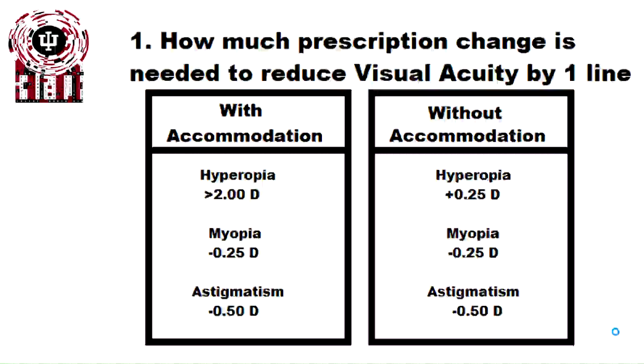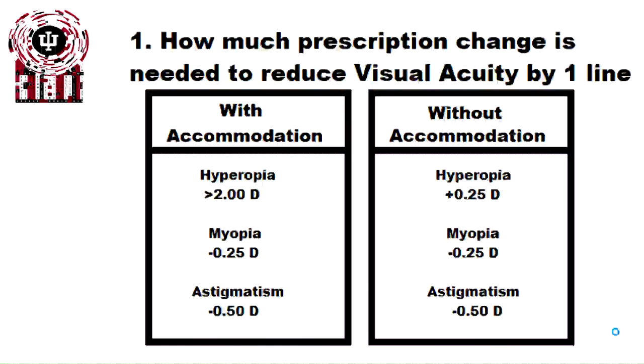Well, how much prescription change is needed to reduce visual acuity by one single line? Well, again, it matters with accommodation or without. With accommodation, hyperopes, it could be a wide range of prescriptions where it won't reduce their acuity at all for distance because they can accommodate. Conversely, a myope at distance, a quarter diopter will actually reduce their acuity by one line. And for astigmatism, depending on the amount of hyperopia, it can be a half diopter changes one line of acuity.